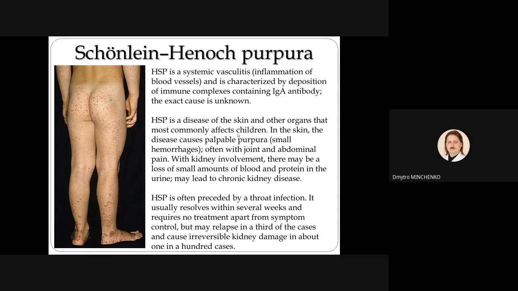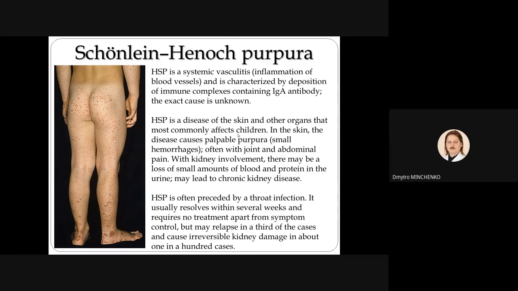So in this case, the disease affects skin and other organs, but most commonly the skin. The disease causes palpable purpura, small hemorrhages, often with joint and abdominal pain, leading to the articular syndrome and the abdominal syndrome. In about a third of the cases, we see involvement of the kidneys, manifesting as glomerulonephritis with blood and proteins in the urine. And this may transform into a chronic form of glomerulonephritis.